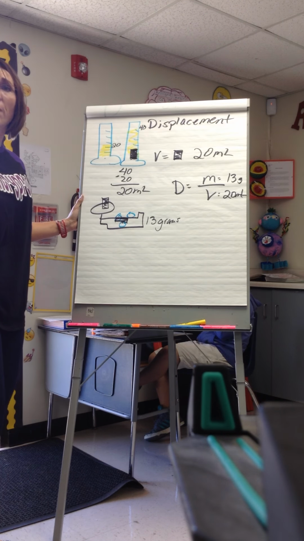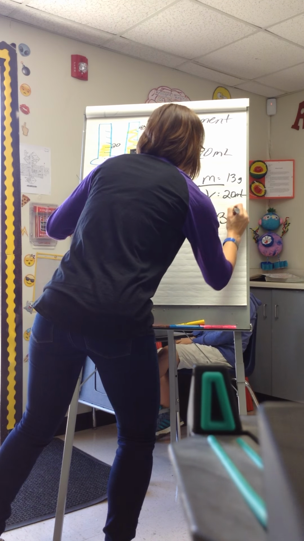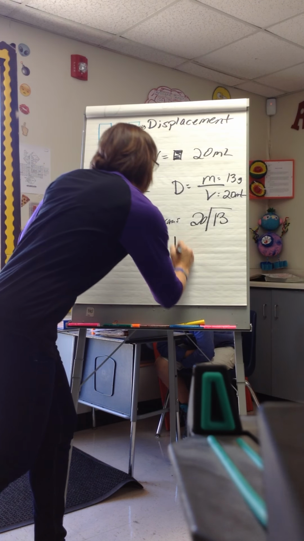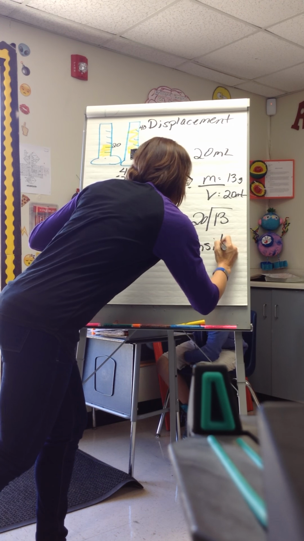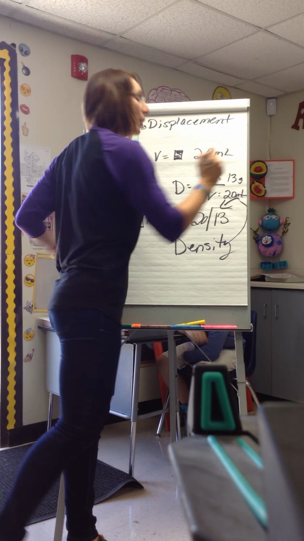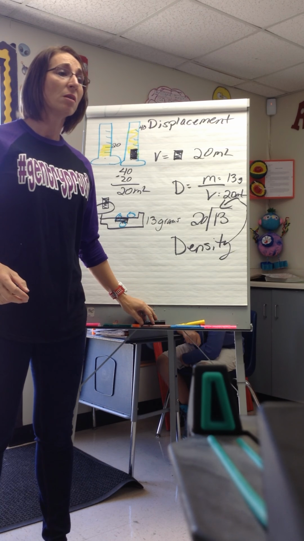Density is mass divided by volume. 13 divided by 20. Yes. 13 divided by 20. And that is going to be your density. It's going to be 0 point something. That will be the density of this object right here. You see what I'm saying?